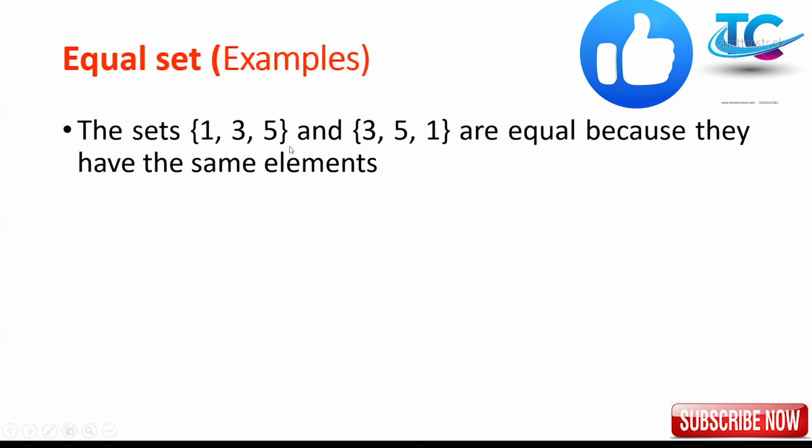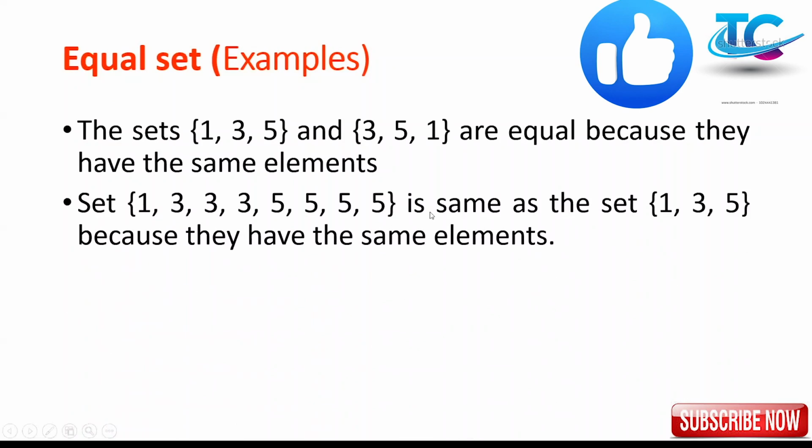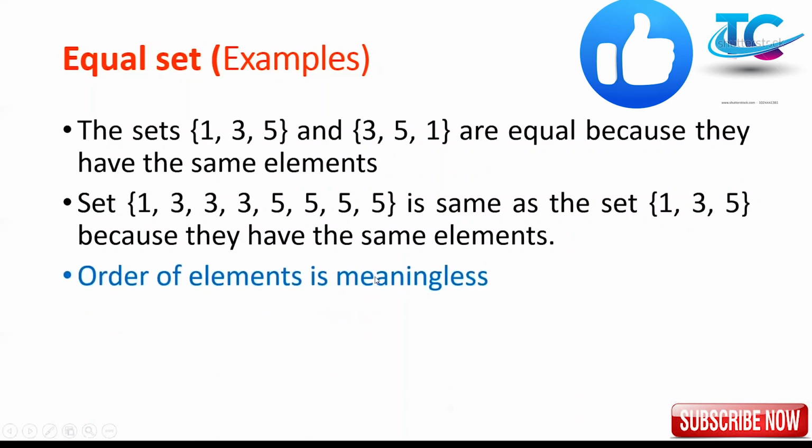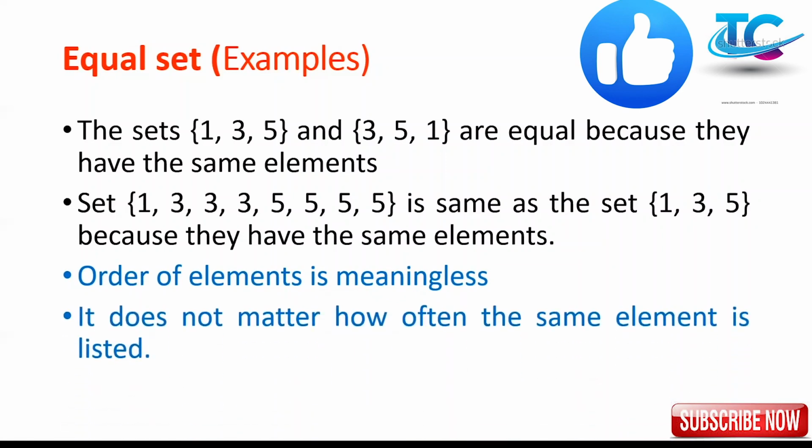There are two sets, {1, 3, 5} and {3, 5, 1}. They are equal because they contain the same elements. Again, ordering doesn't matter, as we know. Next, if there is a set containing 1 multiple times, 3 and 5 multiple times, then it is the same as the set {1, 3, 5} because both sets contain the same elements 1, 3, 5. So 2 points to remember: the order of elements is meaningless, and the occurrence of the same element multiple times in the set also doesn't matter. So this is all about equal sets.